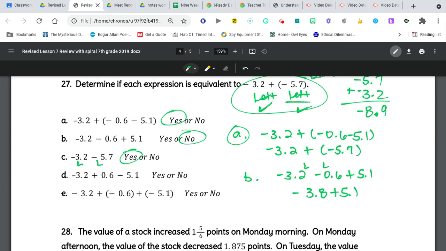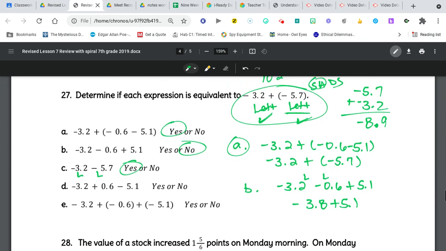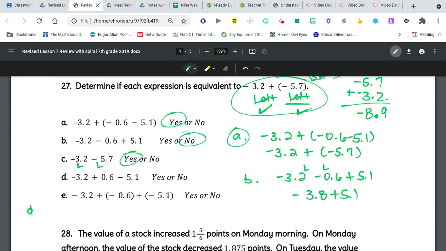All right, take a look at D. I'm going to have to erase something, guys. Let's see if I can get it here. Well, both of these are to the left. So that's going to end up being -8 and 3/10 plus 6/10. That's to the left 8 and 3/10 and to the right 6/10. That's definitely not going to work.